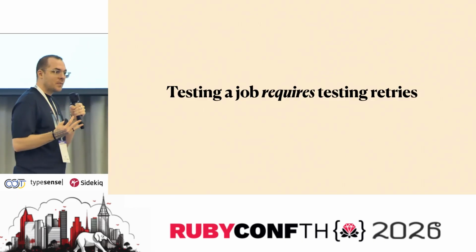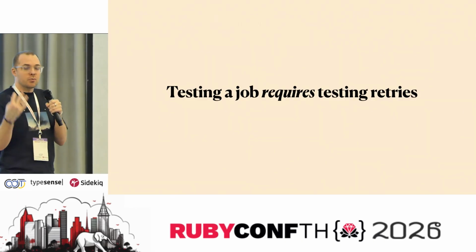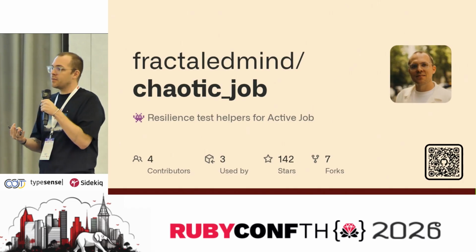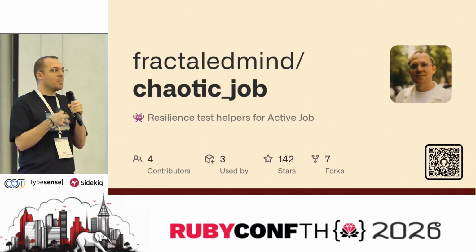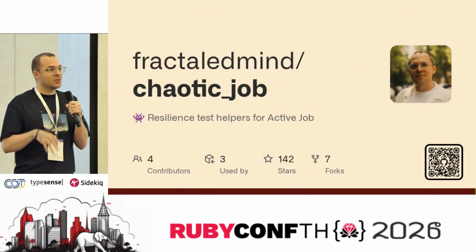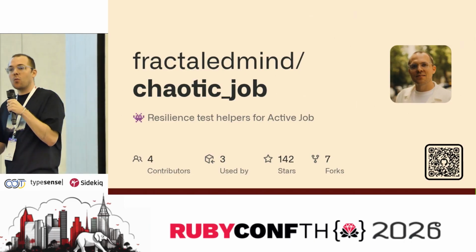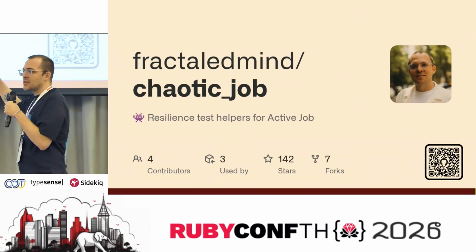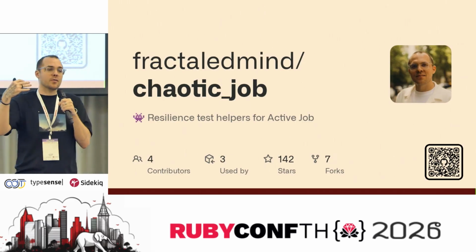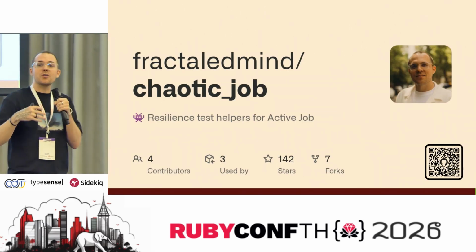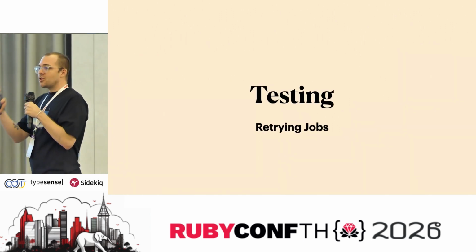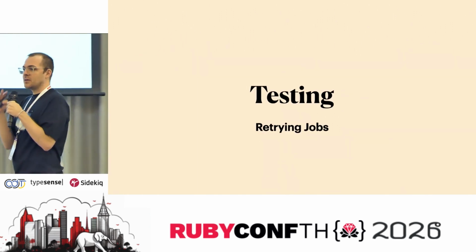It's hard to do. And so what I want to talk through today is a tool that I have made to make it easy for us to test our background jobs well, to test our background jobs when they retry. So the name of that gem is Chaotic Job, and I want to walk through a number of its features, how they're implemented, and how you can use them to write better tests. So let's start with the simple case.